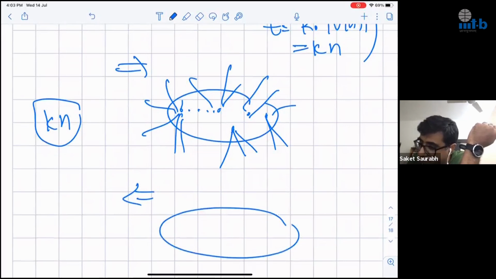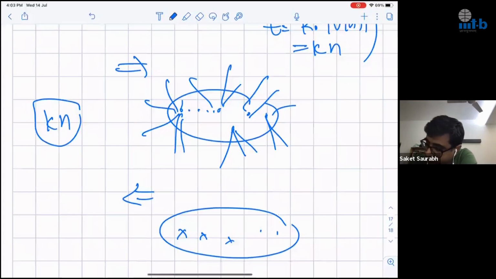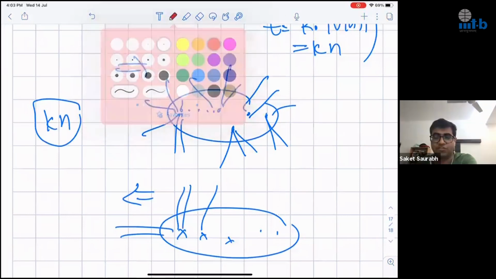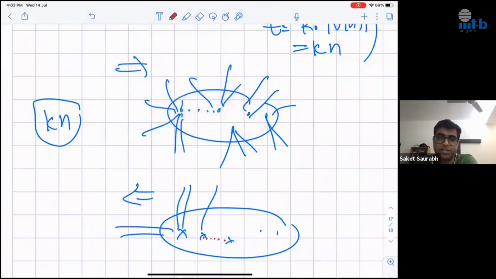In the reverse direction, you look at a solution here. First of all, you have to show that it cannot contain a pendant vertex, because if it contains a pendant vertex, then you can never cover K n edges. So you rule that out. And then you cannot have an edge here, because the moment you have an edge here, you cannot meet the budget of K. So this is how you can show that the reverse direction holds.